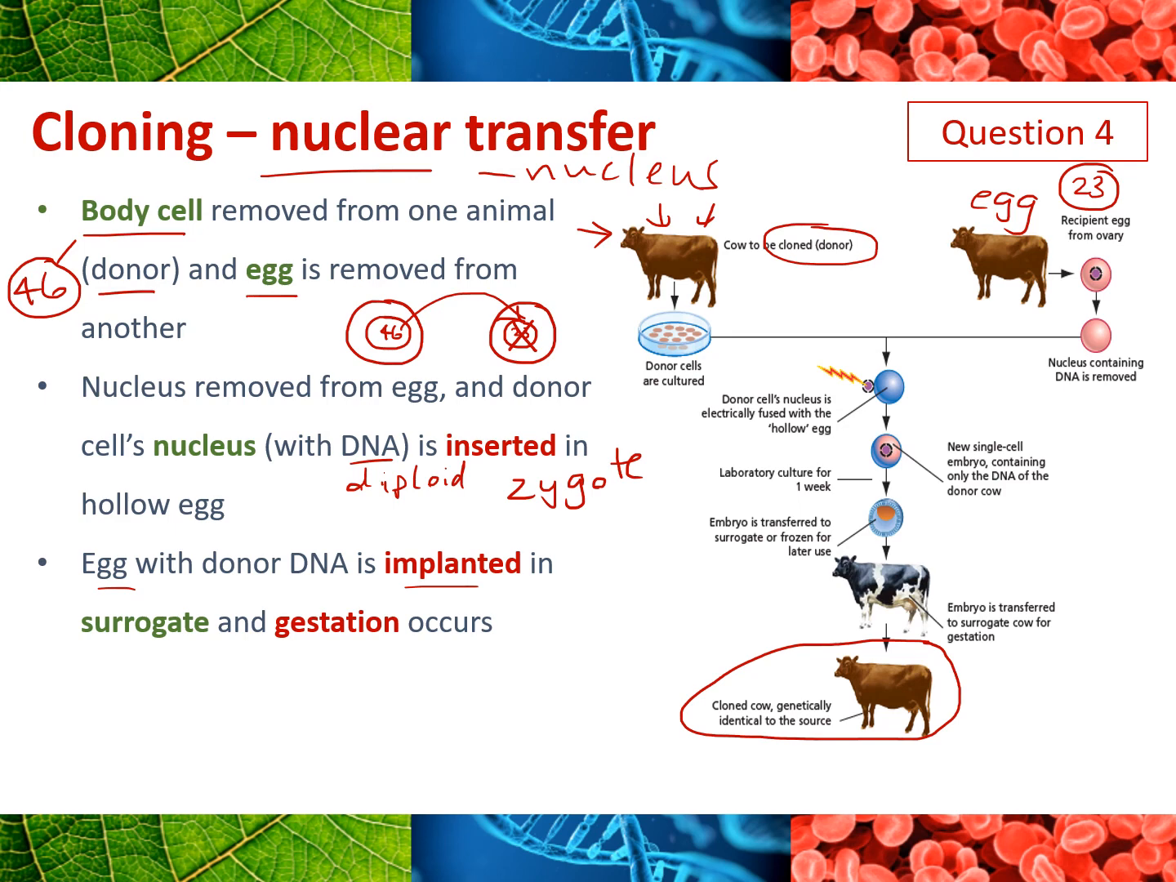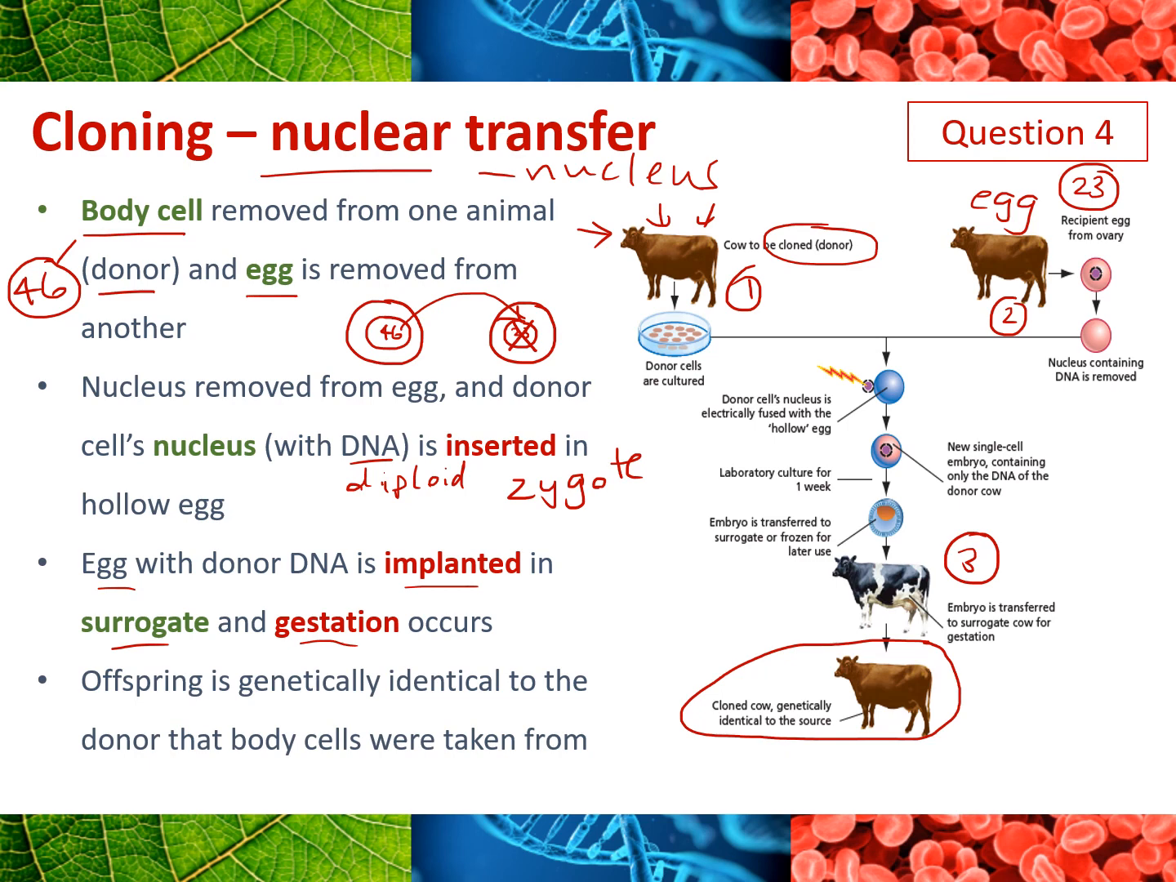Okay, so we've basically got 3 cows involved in this process. We've got the donor cow, we've got the egg donor, who literally is just giving a hollow egg. We're not using any of its DNA. And then we've got the surrogate, which is actually going to carry and develop that cow during its gestation, during its pregnancy period, and then give birth to it.